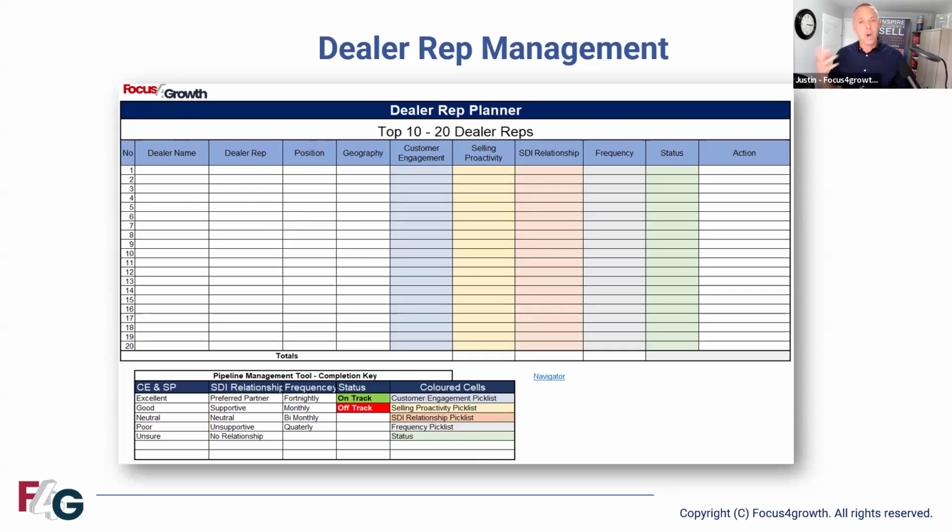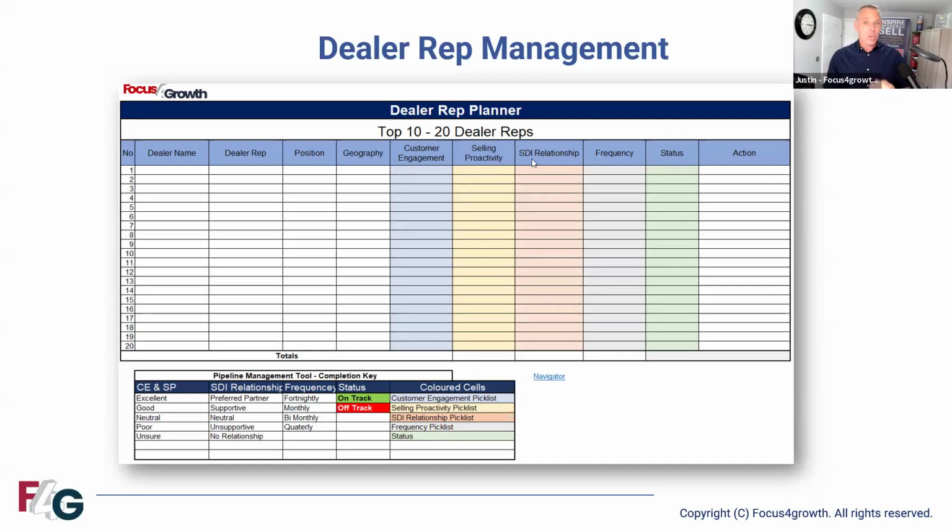Because if you've got someone that's not engaging customers properly, that's your first sense check. Is this someone I want to spend time with? Then you've got, as well as their customer engagement, you've got their selling proactivity. Now, you'll know this is important because some dealers have really good relationships, but they're not very proactive in selling anything other than themselves and their business. And if they're not going to be able to sell your business, your product portfolio proactively, then again, it's another prioritization element that we can use.